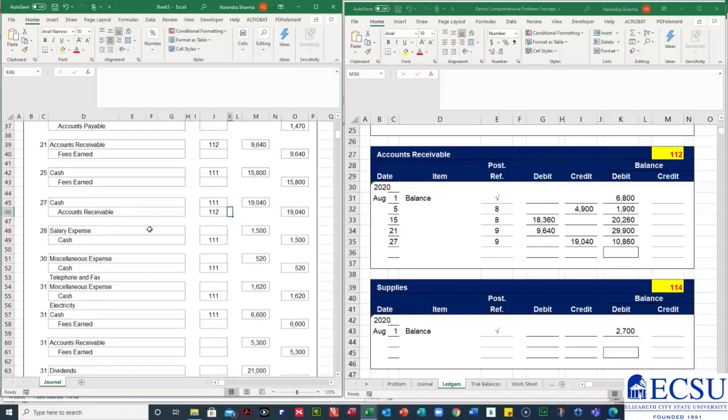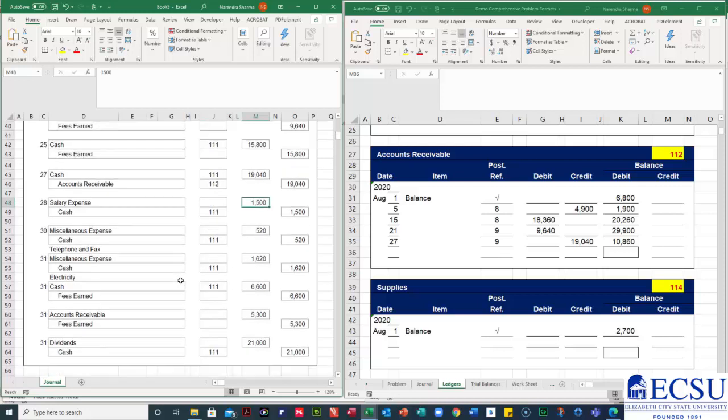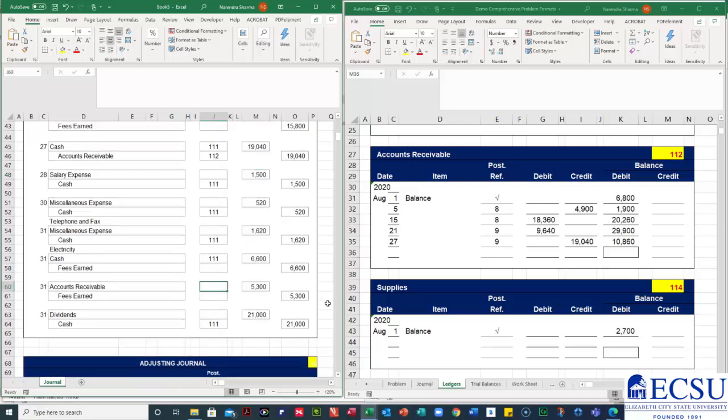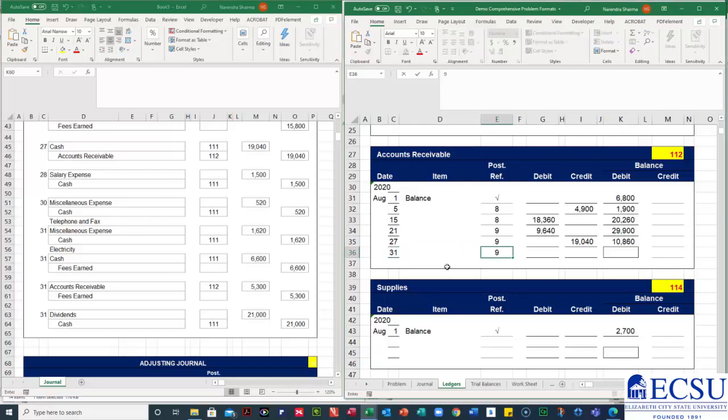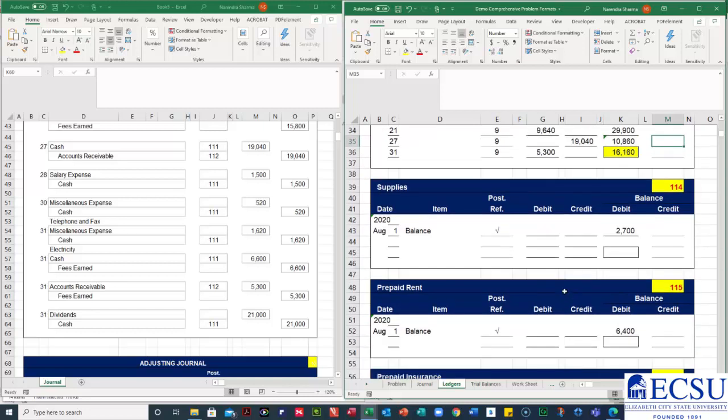Now, the next thing that we are going to do is look for another accounts receivable. Yes, here we have on the 31st, that's a debit. So I'm going to write that is on the 31st, page number 9, and accounts receivable a debit of 5,300. So my balance will go up by 5,300. So the new balance is going to be 16,160. Now that would be the final balance because there is nothing else to be done with that. Okay, so that is going to be your accounts receivable.